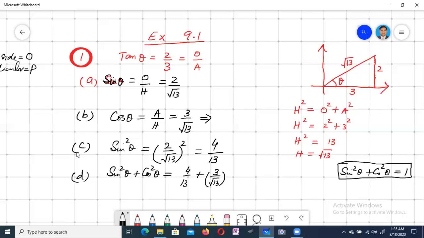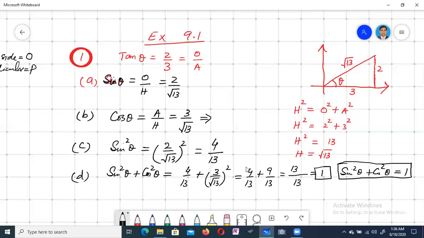Then square will be here on it. Okay, then it will be 4 by 13 plus 3 square is 9, divided by 13, square cancels with square root. We are taking LCM here. In denominator 13, in numerator will be 9 plus 4, that also 13. 13 by 13 is 1. You can check here, this is giving us 1. Sine square plus cos square theta is always equal to 1.